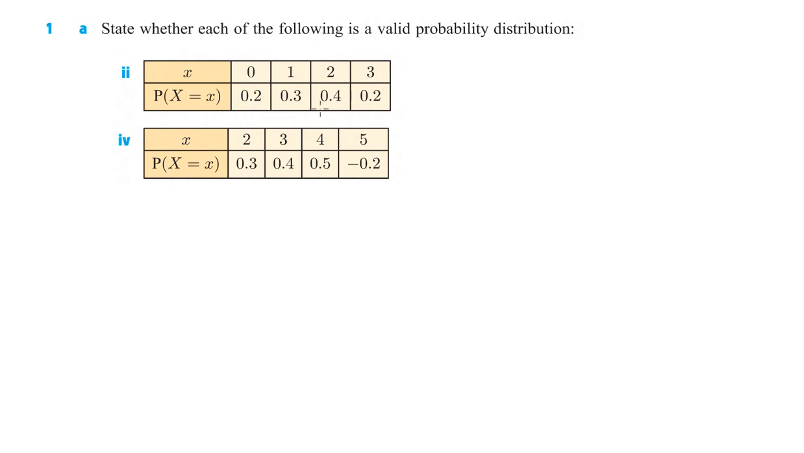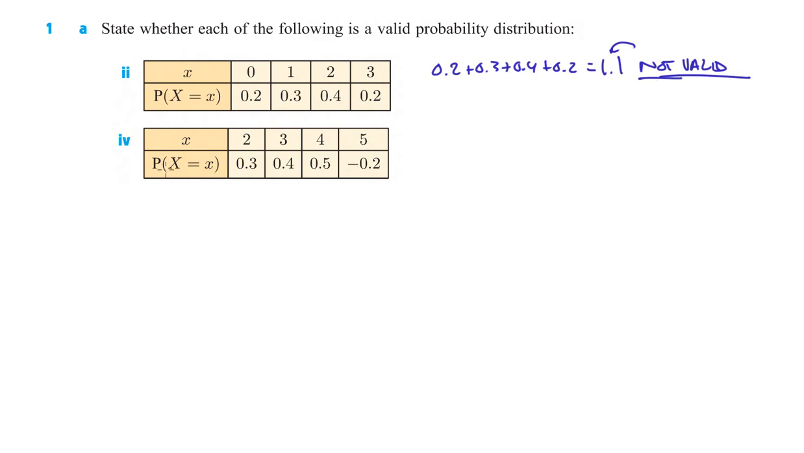So first off, all of those are between and including 0 and 1, so it checks off the first part, and then we just have to add these all up. 0.2 plus 0.3 plus 0.4 plus 0.2. Add those all up. 4, 5, 6, 7, 8, 9, 10, 11. That equals 1.1, so it's not a valid probability distribution. Let's just go with not valid. Okay, because of the 1.1.